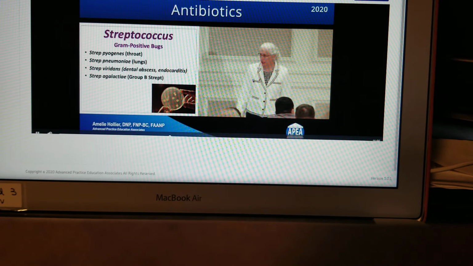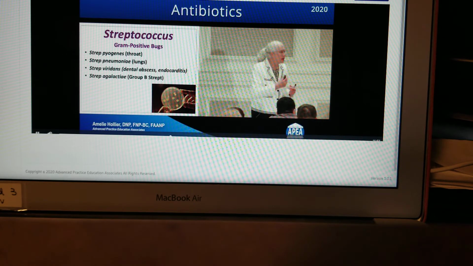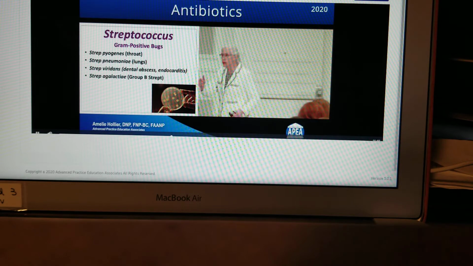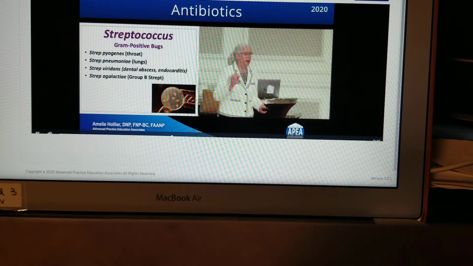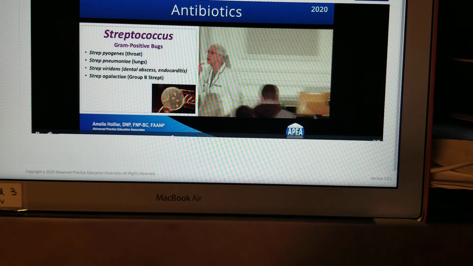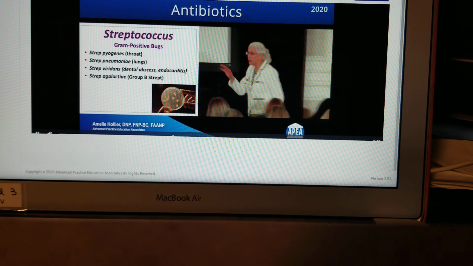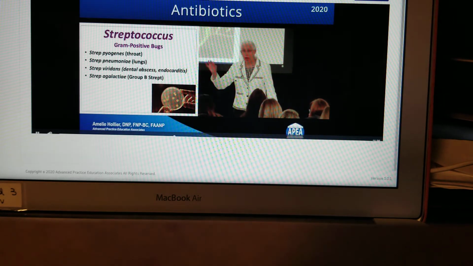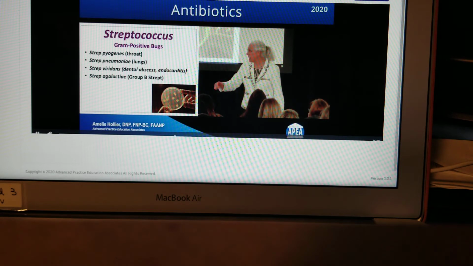Dentists, when they give antibiotics for a tooth abscess, are also treating a strep organism. The name of that organism is Strep viridans. And I don't know if anybody's clued you in or not yet, but you are never going to believe how many patients come into primary care with a dental complaint.